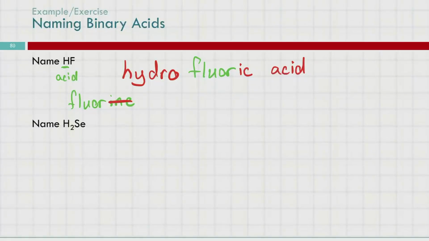Great, good collective thinking. Yes, it is an acid. It's an acid because it has hydrogen. What kind of acid is it? It doesn't have oxygen in it. It's not an oxyacid. We just have two elements. It's a binary acid.